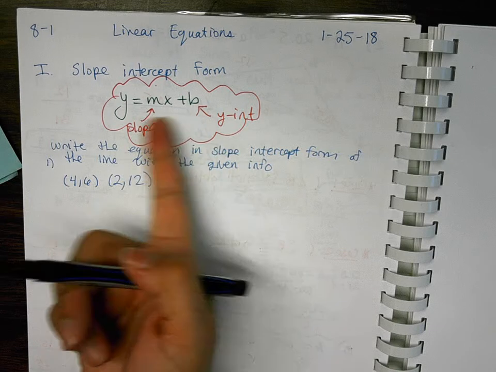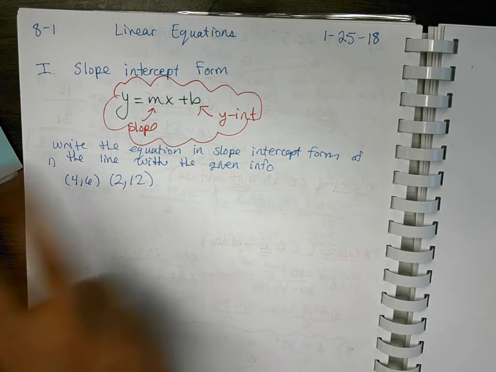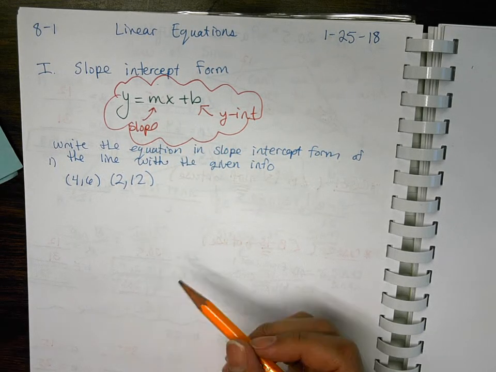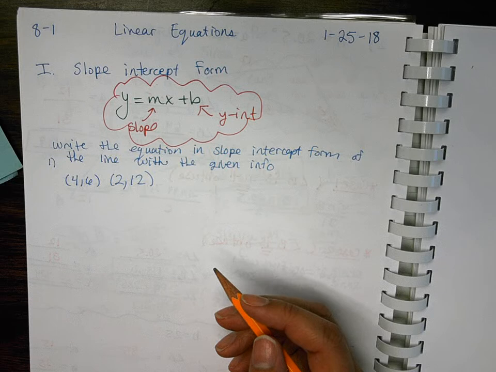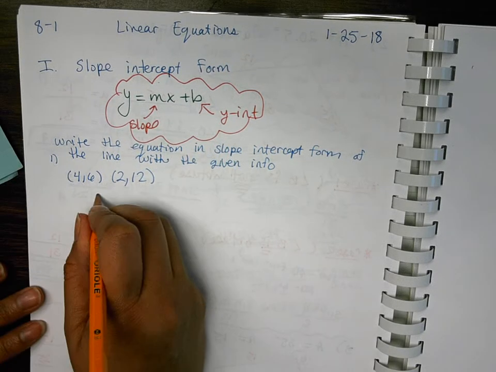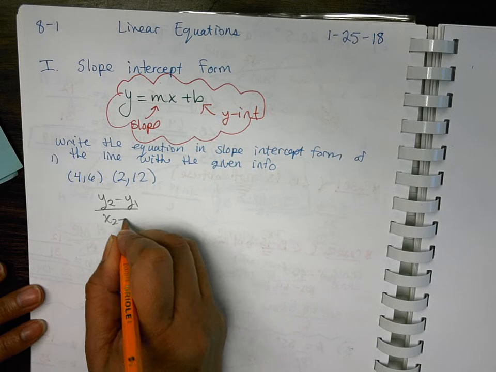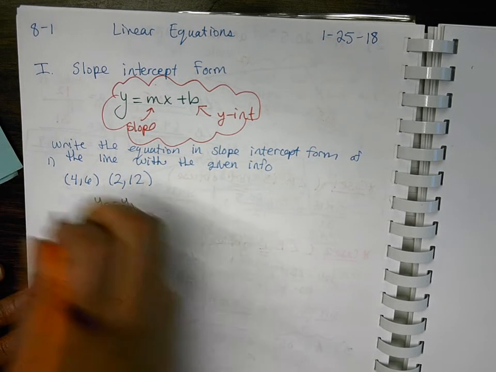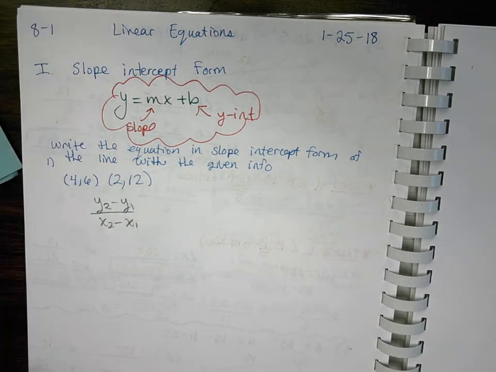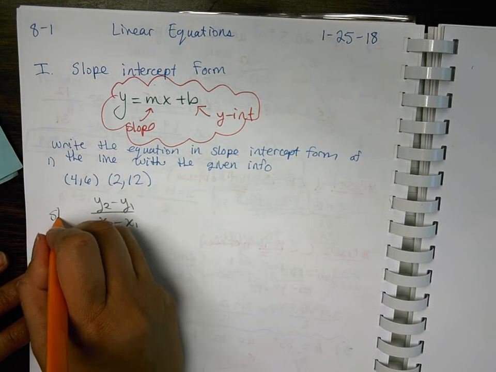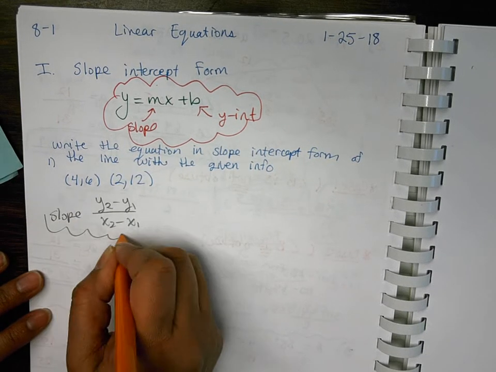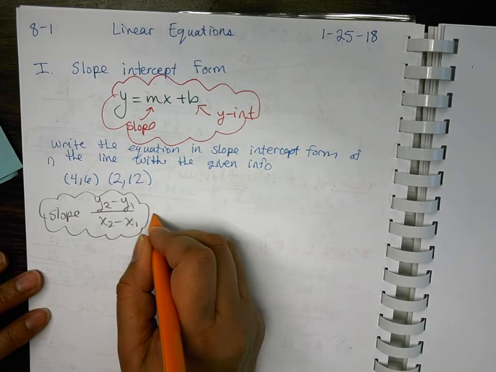All right, (4, 6) and (2, 12). In order to write the equation of the line in this form, anybody remember what you do first? Yes. y2 minus y1 over x2 minus x1. What is that the formula for? Slope. All right.